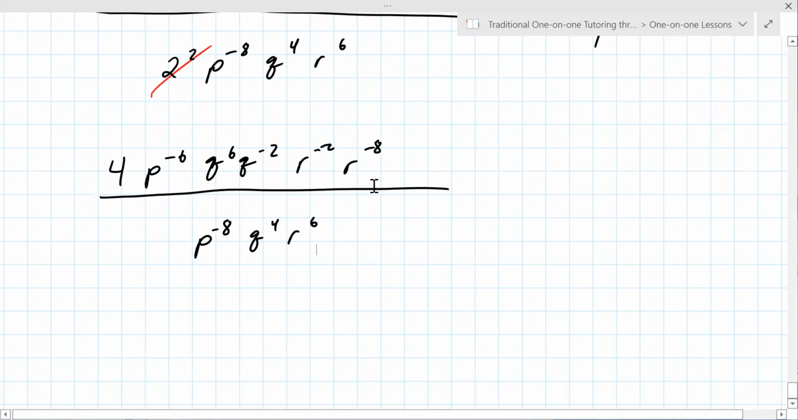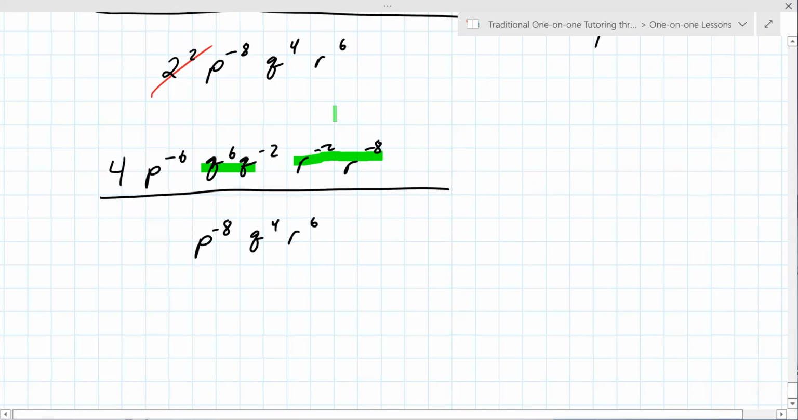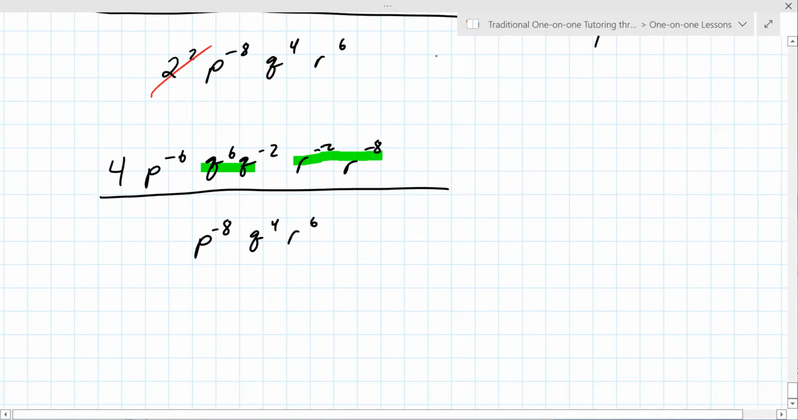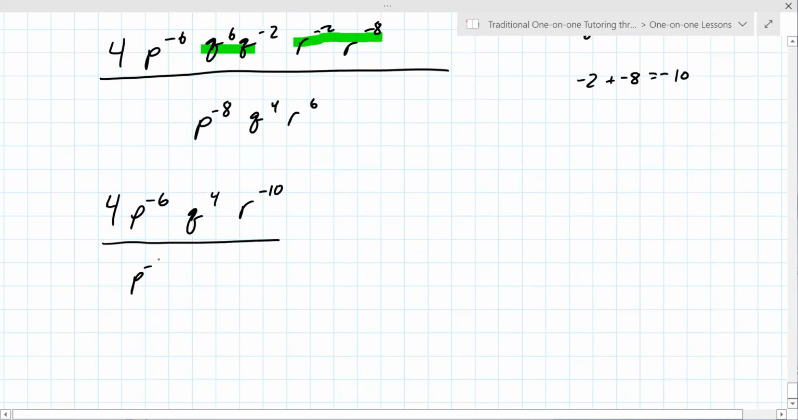So then what this does is it allows you to combine the exponents here for q and then for r. When the bases are the same, you add the exponents. So you're gonna have on the top 4p to the -6, q to the 4, 6 plus -2 is 4. And then for the r's, it's -2 plus -8, which is -10. Again, when you're multiplying, you just keep them in the same position. It's when you're dividing that you always move it to the top. On the bottom, it's p to the -8, q to the 4, r to the 6.